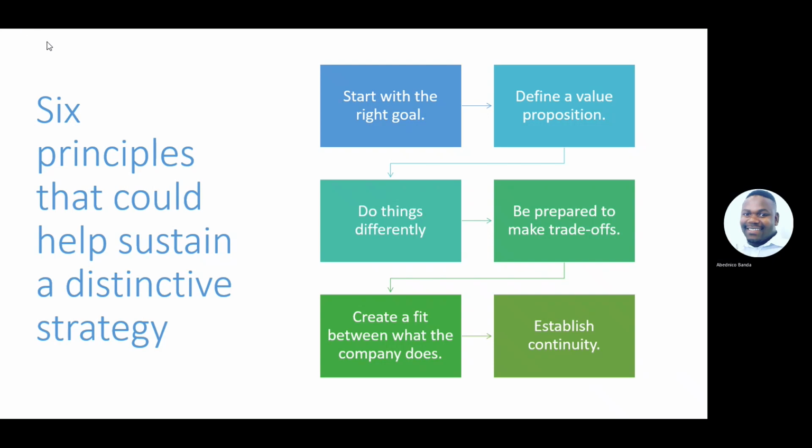So these are the 6 principles that could help sustain a distinctive strategy. Remember, a strategy can be a strategy, but you want to come up with a strategy that is very unique and has a competitive advantage on its own. So you need to start with the right goal. You need to define a value proposition. You need to do things differently. Be prepared to make trade-offs. Create a fit between what the company does and establish continuity.